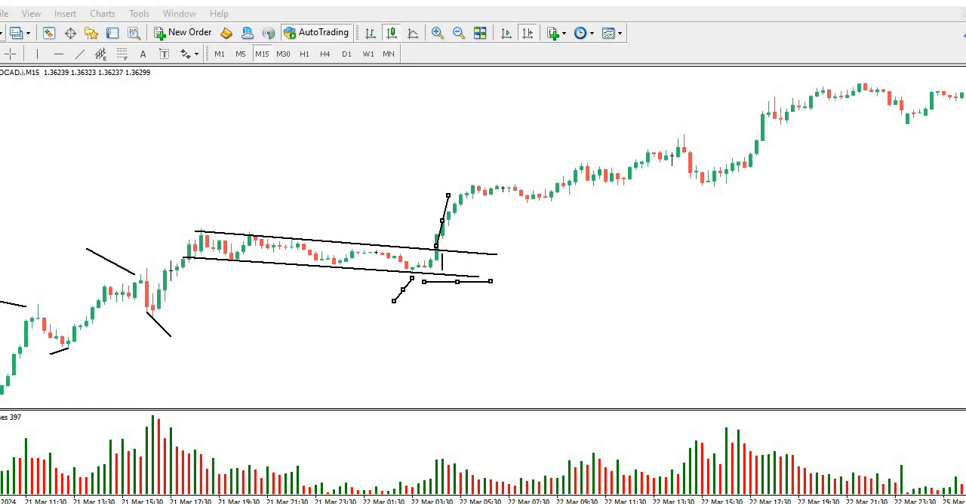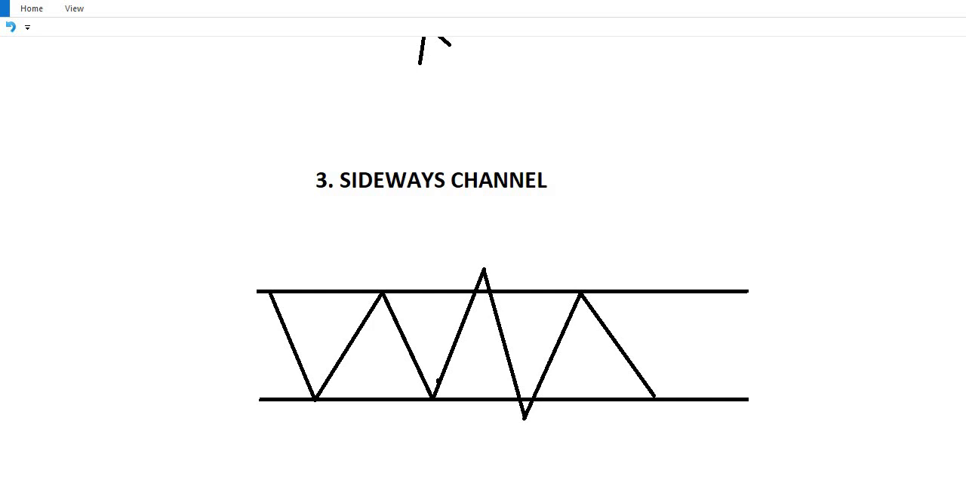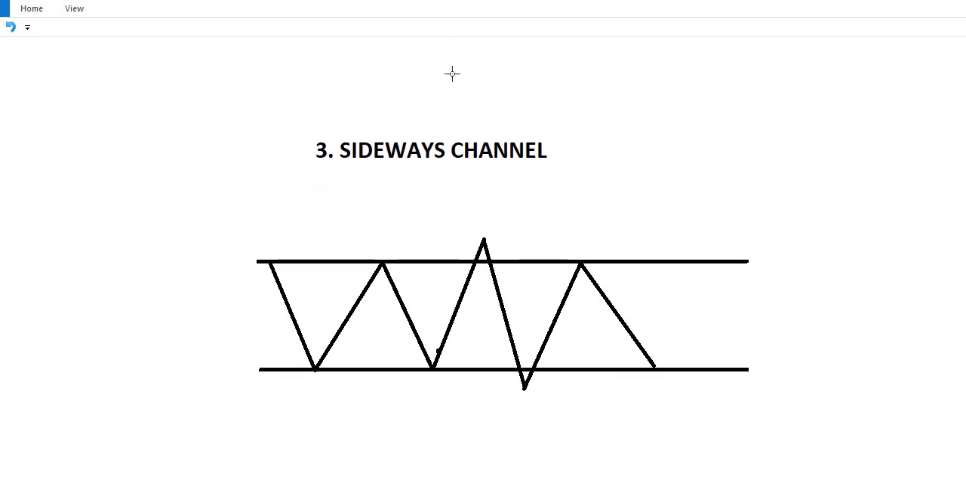Dear traders, now let me take you to the last type of channel, which is the sideways channel. In the sideways channel, again, we will make sure that we draw the trend lines 100% parallel to each other. I am repeating this phrase of 100% parallel trend lines because I want you to remember this while drawing the channels in the market.